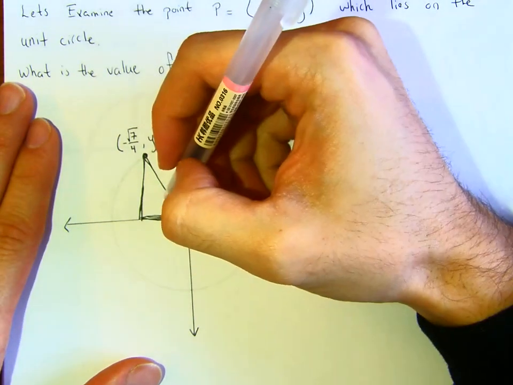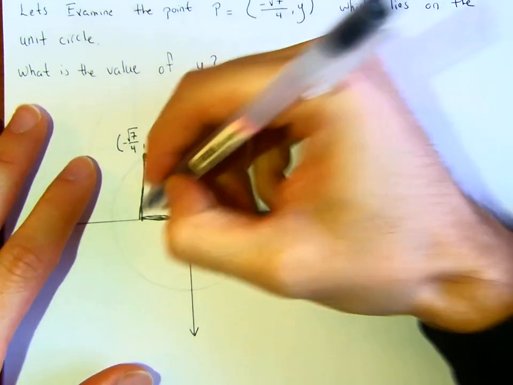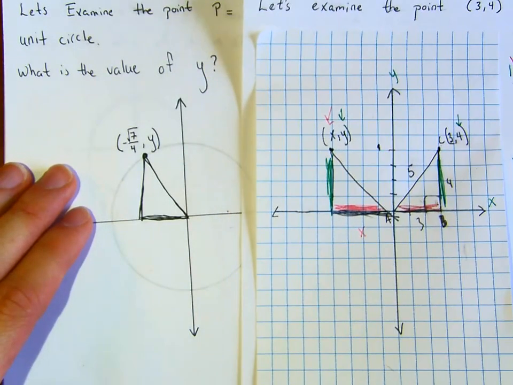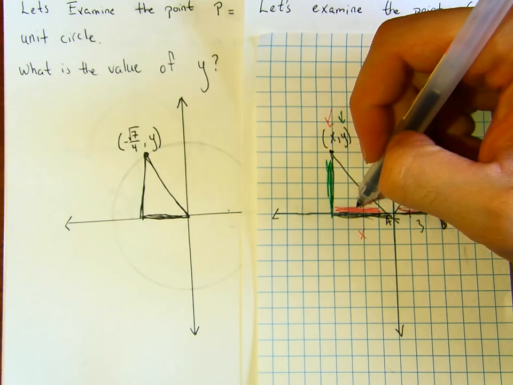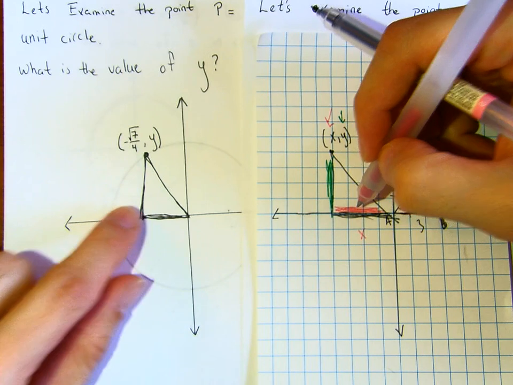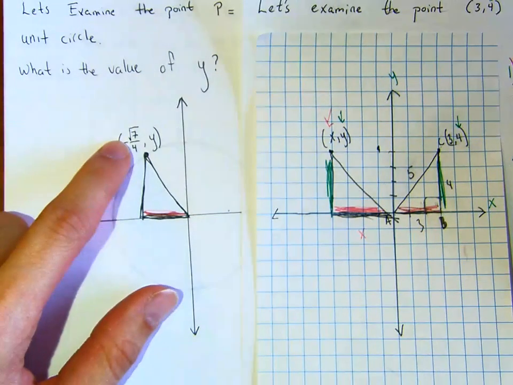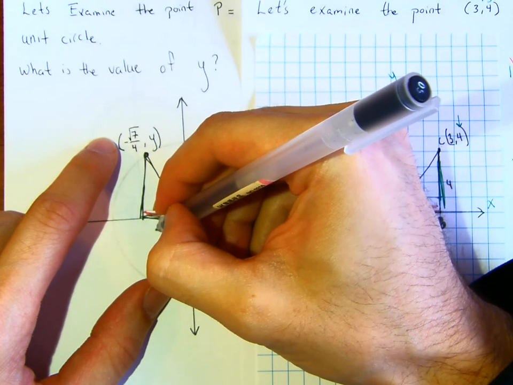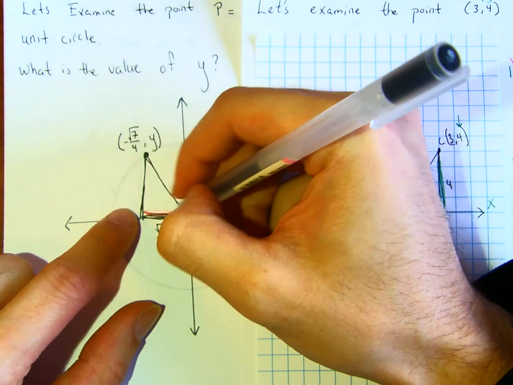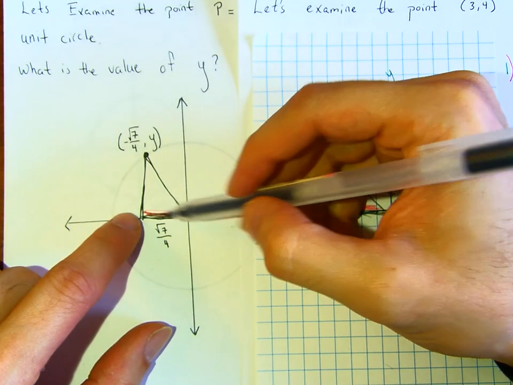Now, do you know the distance from here to here? Do we know this distance? Based on what we just did previously, yes, we do. Because here, whatever the x value is, that represents the distance from here to here. And notice, what is this x value that we have? It's square root of 7 over 4. And remember, distance is positive. So we know that the distance from here to here is square root of 7 over 4.